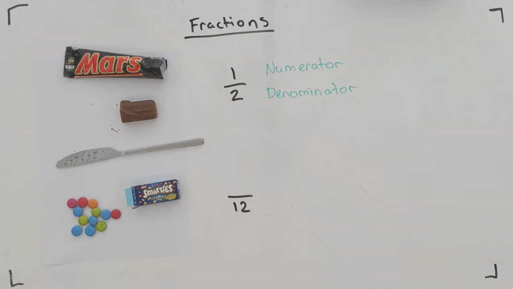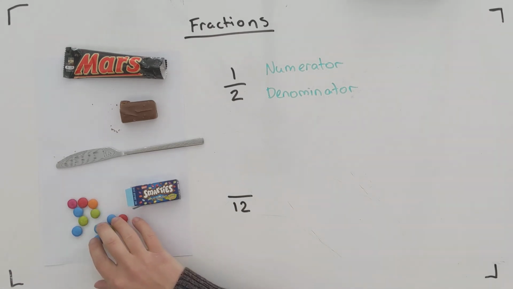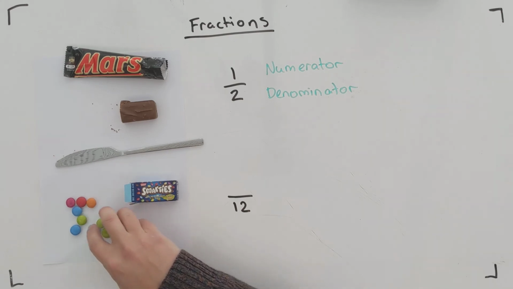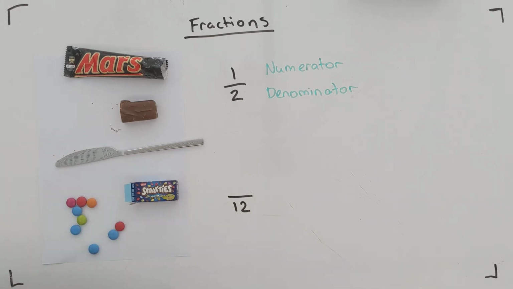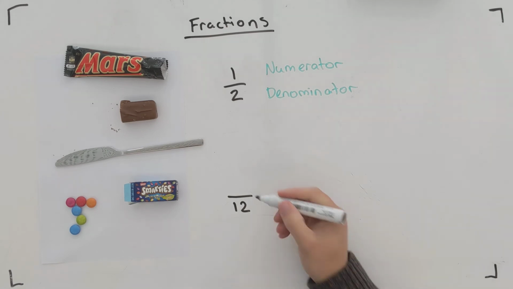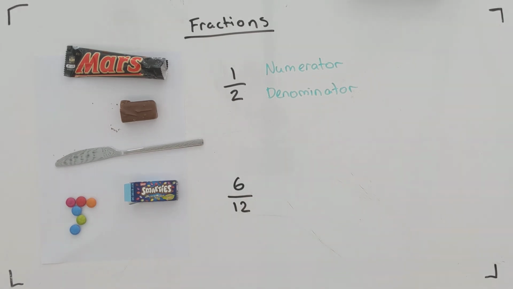Let's say that I, again, eat half of those Smarties. Thanks. Yum. How many are left? 6 out of the 12 Smarties are left.